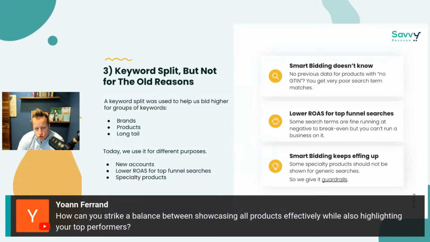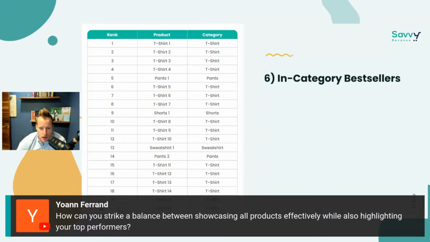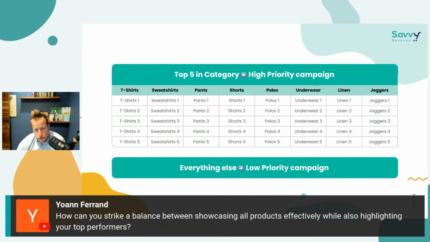And then, Johan, how can you strike a balance between showcasing all products effectively while also highlighting your top performers? That is exactly what we did here with the in-category bestsellers or any bestseller split, because priority is a nudge. It's something we're nudging the smart bidding to do. It's not an only show this or only show everything. The high priority is a nudge to say, if two products match the same search term, then prioritize the products in the high priority campaign. This is exactly what this split does.